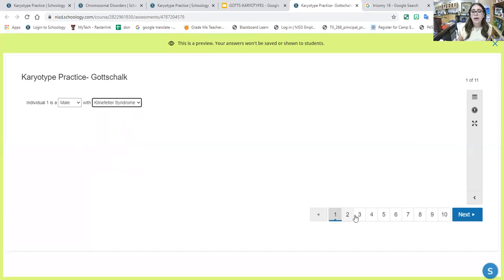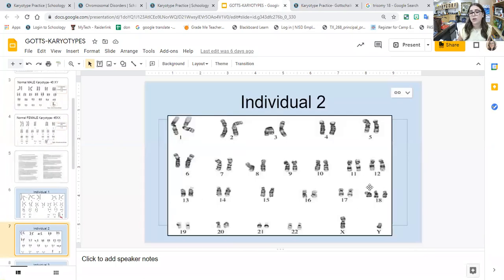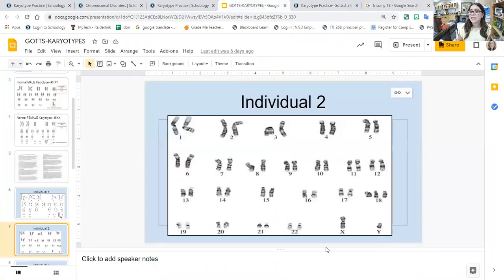Once you have selected that, you move on to your next individual. Again, this is the one that I just walked you through. I will tell you right now, there's trisomy 18, which Google told us was Edwards syndrome. Because it's an X and a Y, this is a male with Edwards syndrome. And you just continue to move on.